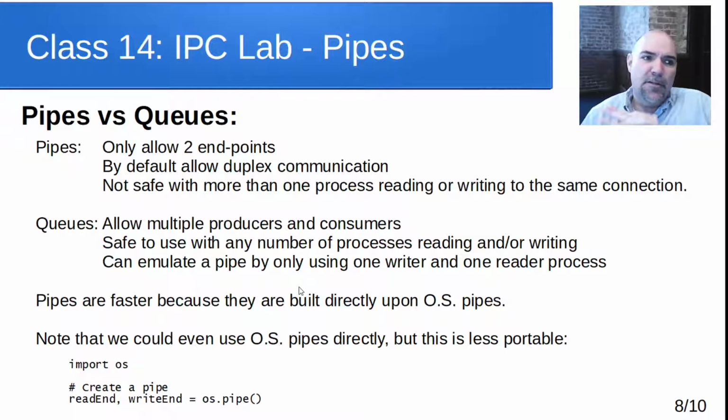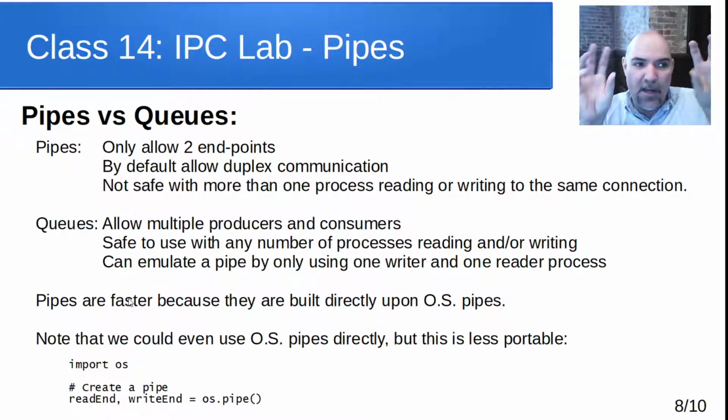In Python, they're duplex by default. You're not going to use the duplex capability ever for this lab. Queues, however, allow multiple producers and consumers. They're safe to use with any number of readers and writers, any number of things putting things into it, any number pulling them out. They can emulate a pipe if you only have one writer and one reader process. Queues will work the same way, but for this lab, I want you to use pipes.